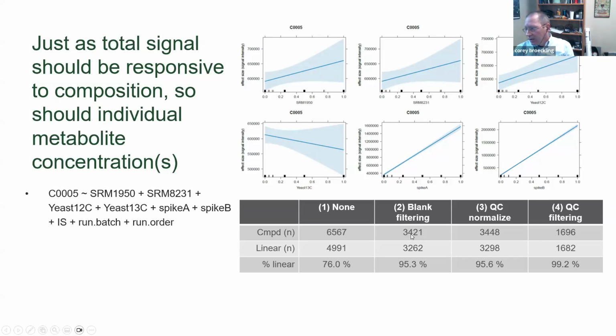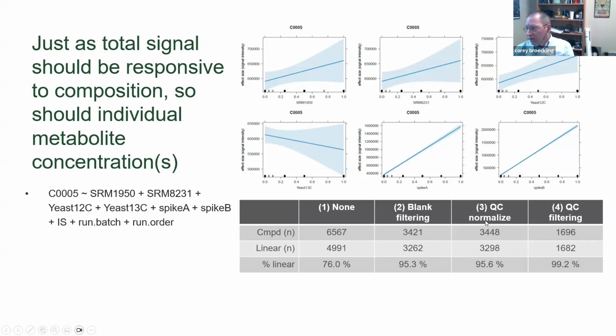And if we eliminate those that are removed by blank and look at the linear, now 95% of the compounds are linear. And so we can see that by doing that blank filtering, we've cleaned it up so that we've still got a lot of compounds detected, over 3,000, that are mostly quantitatively similar in the blank. And the vast majority of them are linear with respect to at least one of the ingredients.